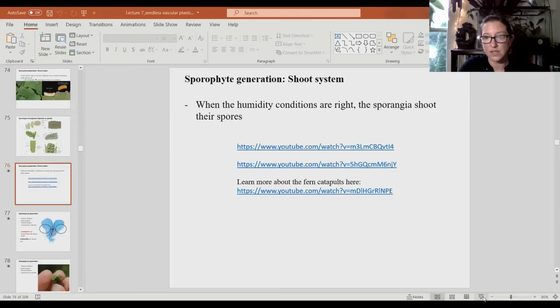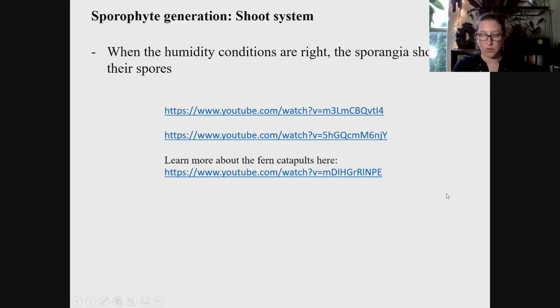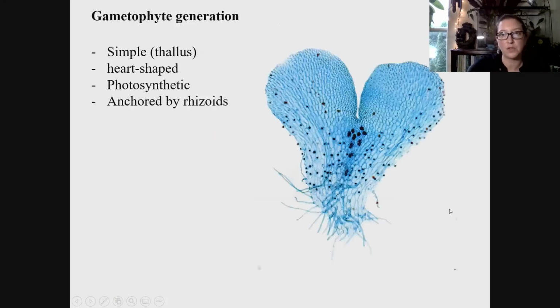The links will be in the PowerPoint if you want to watch more about that. And if you're interested in the physics of how this works, there is a link here, the one on the bottom, that teaches you more about how the fern catapult works, but you don't have to watch that. It's just there if you're interested.